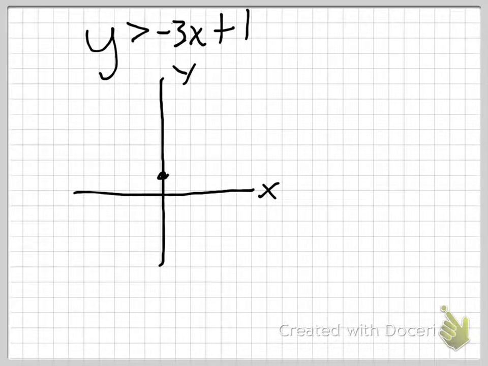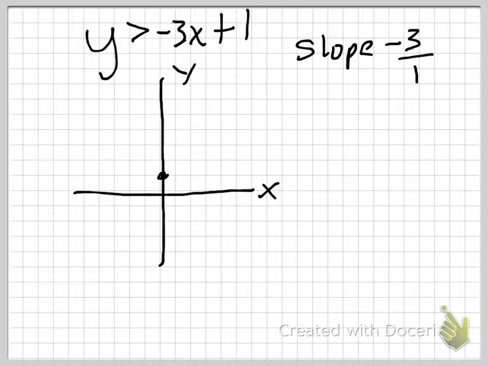So there's my y-intercept. Now in this one, I have a slope of -3, which is the same thing as -3 over 1. So from my y-intercept, I'm going to go down 3 and over 1. So if I go down 1, 2, 3, and over 1, that's going to put me right there. So now I have to look at my sign and determine if I'm dealing with a dashed or a solid.